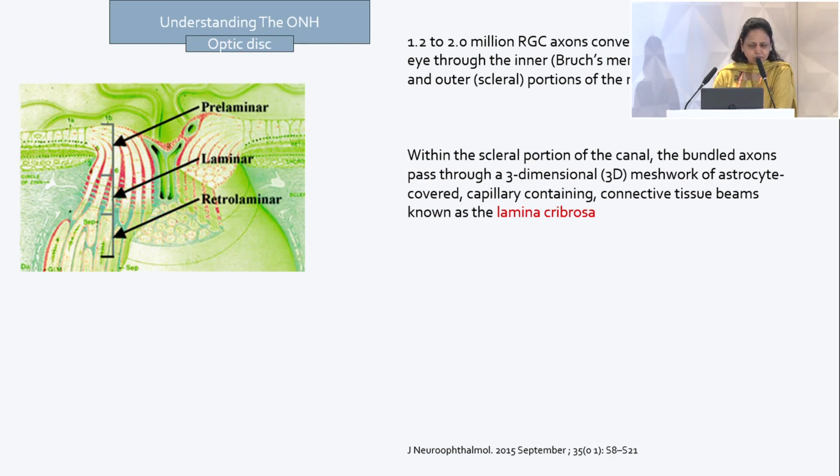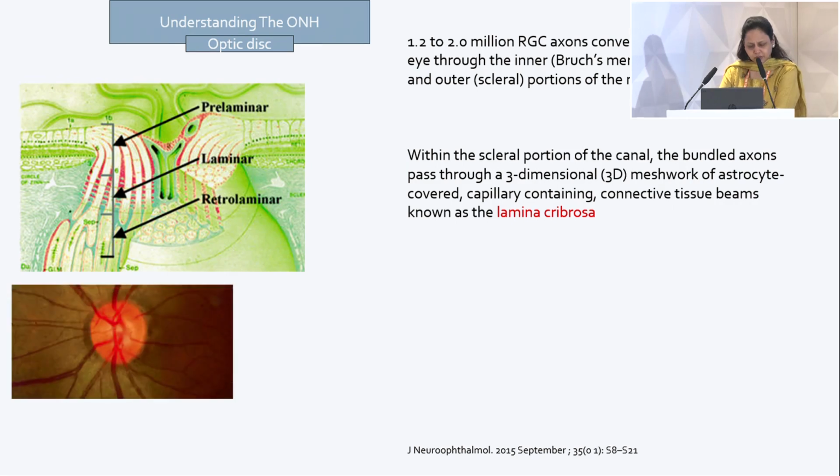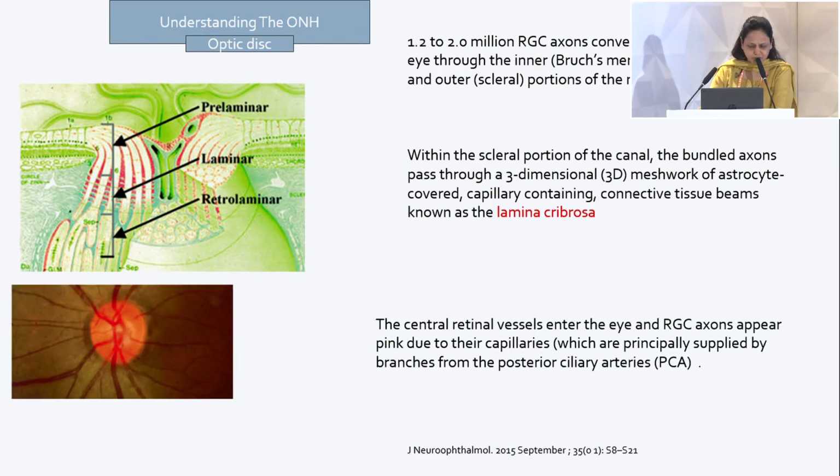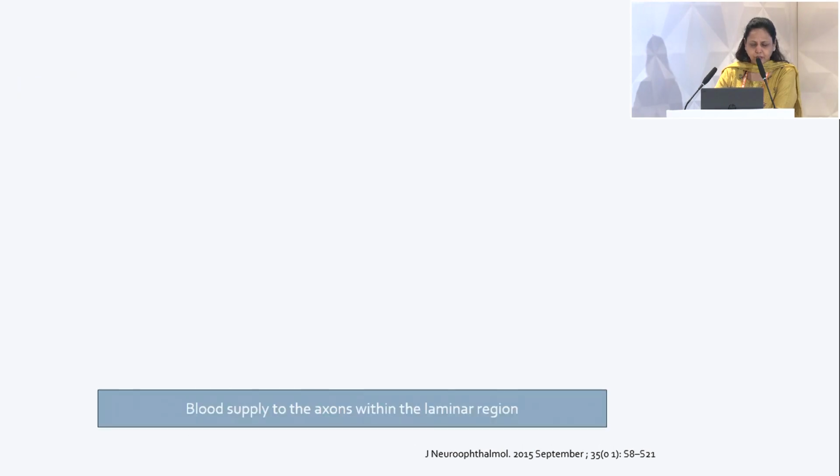Now, once they go out of the scleral part, they meet the connective tissue beams known as the lamina cribrosa, which are nothing else but a combination of connective tissue, capillaries, and the astrocytes. The pink color of the optic disc is because of the central retinal vessel entering the eye, and the capillaries, which are basically a branch of the posterior ciliary arteries. The hue from the capillaries imparts a pink color to the optic nerve head. Only if we understand the blood supply to the axon can we very well understand the pathophysiology of glaucoma.